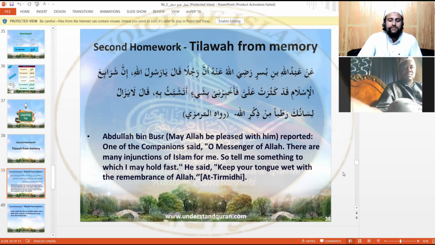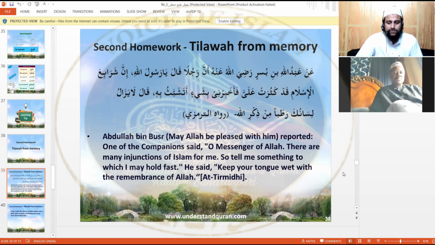Abdullah bin Busr, may Allah be pleased with him, reported that one of the companions said, O Messenger of Allah, there are many injunctions of Islam for me, so tell me something to which I may hold fast. He said, keep your tongue moist with the remembrance of Allah.